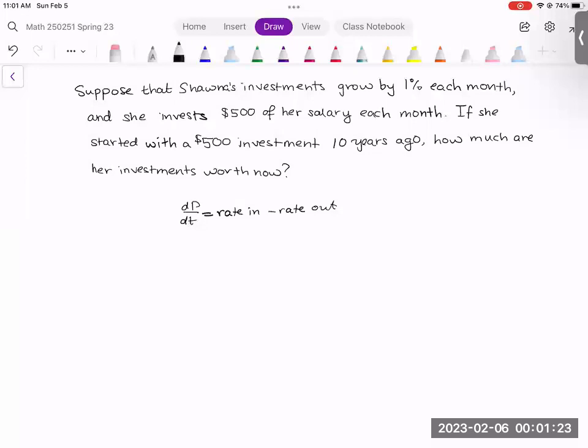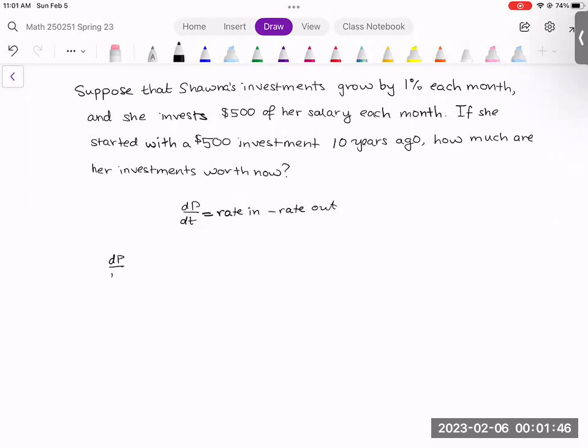All right. So if we take a look at the problem, her investments are growing by 1% each month, and she invests $500 of her salary each month. If she started with a $500 investment 10 years ago, how much are her investments worth now? Okay, so we can think of this in sort of two different ways.